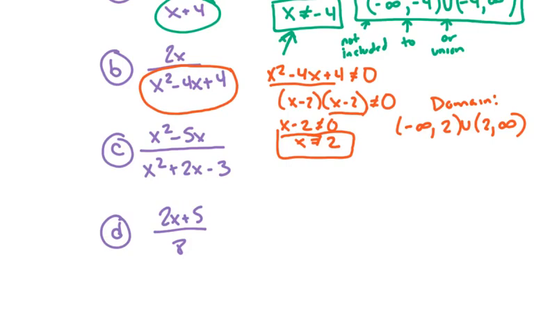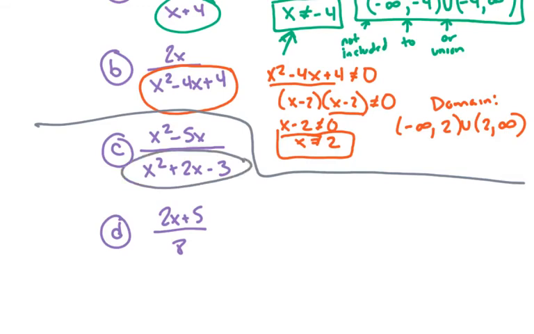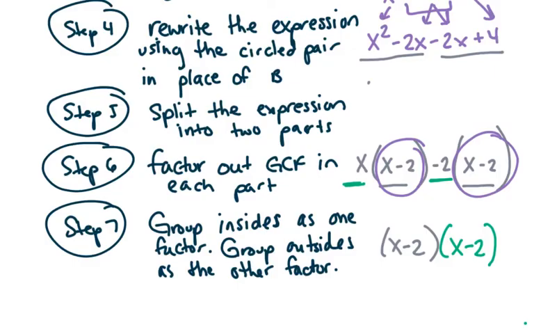Let's look at the next problem. So for C, I'm going to do the same thing. I'm going to take the bottom and say that it doesn't equal 0. So x squared plus 2x minus 3 does not equal 0. I'm going to go through my factoring again. So I'm going to come back to this other page.